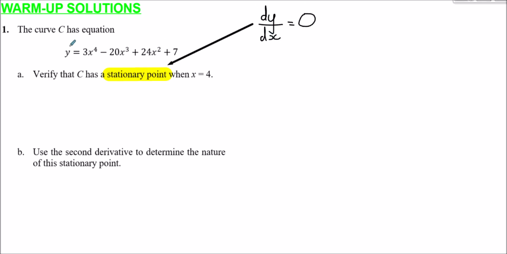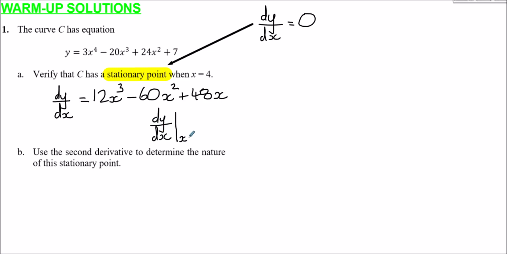So in other words, we need to differentiate this function. So dy by dx, bring the power to the front and take 1 off the power. So 4 times 3 gives 12, x to the 4 becomes x cubed. Bring the 3 to the front, multiply it by the minus 20, gives us minus 60, x cubed becomes x squared. Same with this 2, bring it to the front, multiply by the 24 to give 48. X squared just becomes x to the 1, which we can just leave as x, and any constant term disappears, so this 7 just disappears.